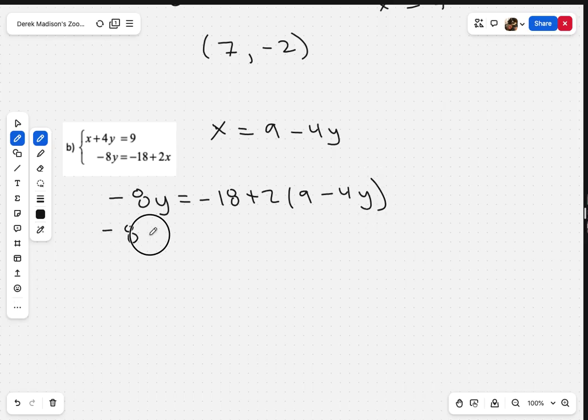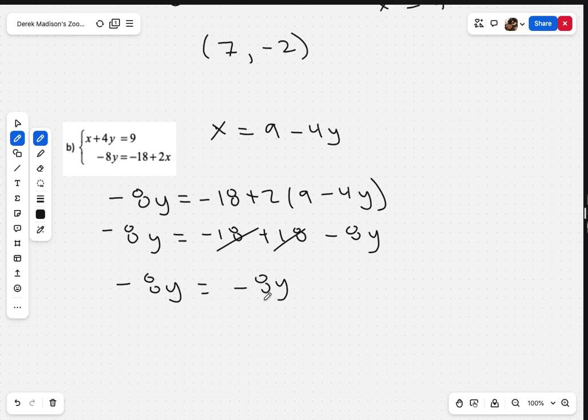Distributing, we're going to get plus 18, and then that'll be minus 8y. Minus 18 plus 18, that would be 0. So now I have minus 8y equals minus 8y. And you can see these two sides are equivalent to each other, they're the same, so it's going to be the dependent one. If I add the 8y over, I'd be at 0 equals 0. So this system is dependent.